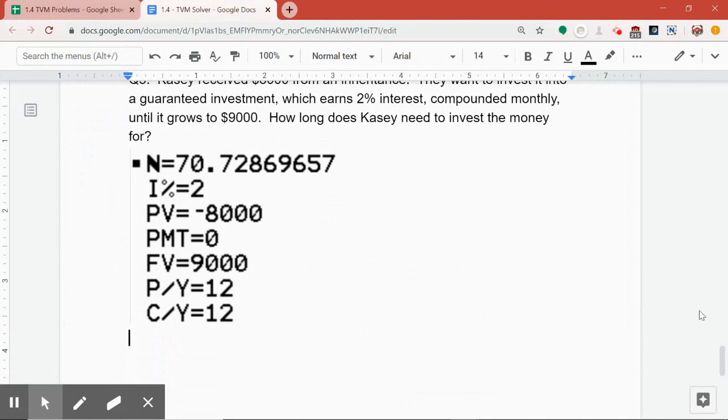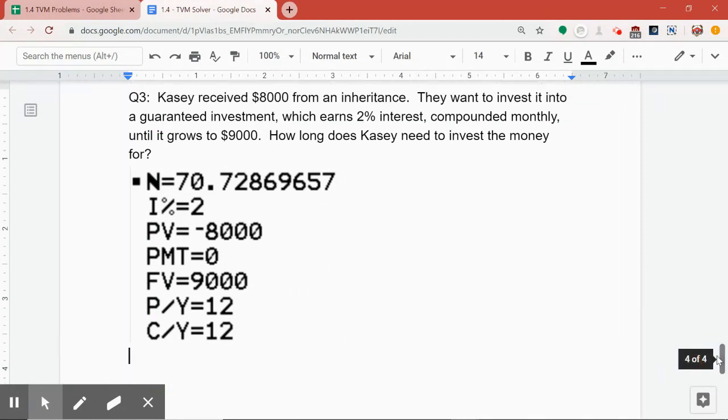So I've taken that value and put all the work next to this question. So our answer is Casey needs to invest the money for 70.73 what? Well, keep in mind that our value of N is years times whatever this value is under P over Y. So it's years times 12, so it's a value in terms of months. So 70.73 months. Now this will not always be months, but you can look at the value under P over Y, and that will indicate what your units would be. If this was a 2, it would be half years. If this was a 1, it would be years.